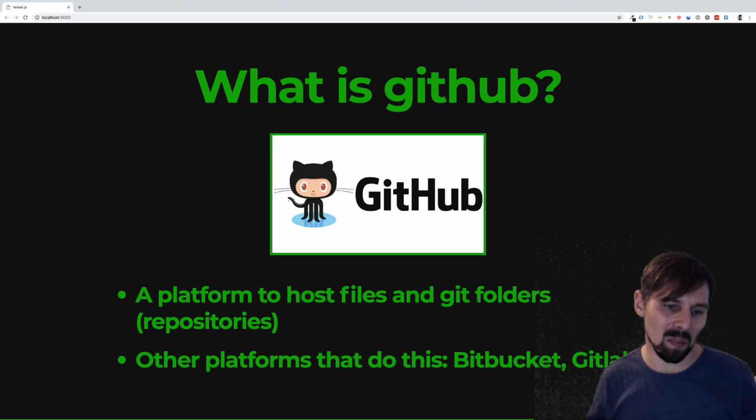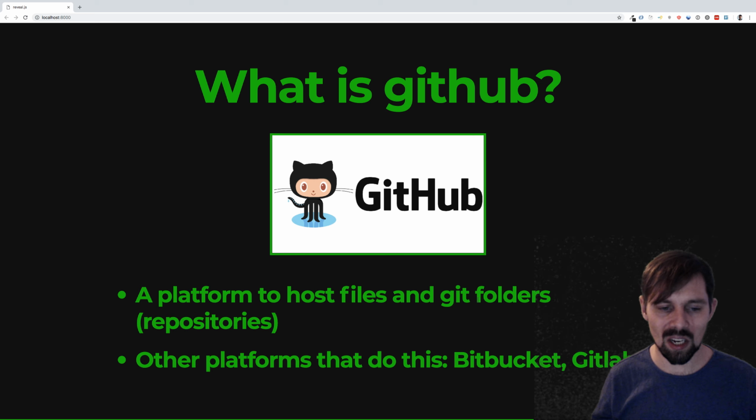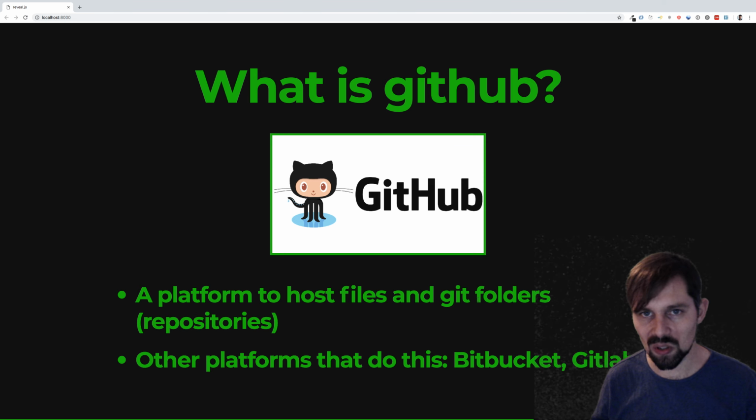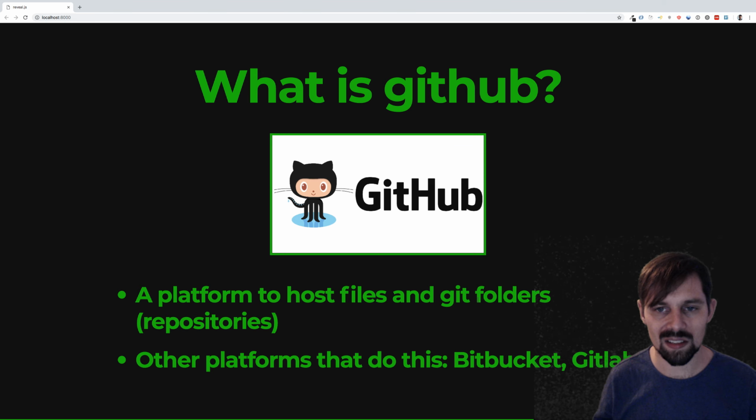So what is GitHub? Well, GitHub is a platform to host files and to host Git folders, which those two together you call a Git repository. And there are other platforms that do that as well. GitHub is just a very well-known one, but Bitbucket and GitLab, they kind of do the same thing. And there are probably even more platforms than these three.